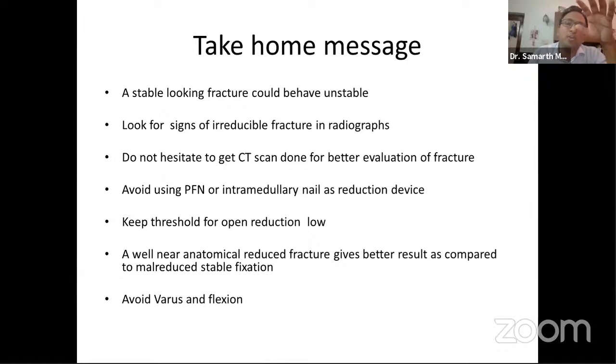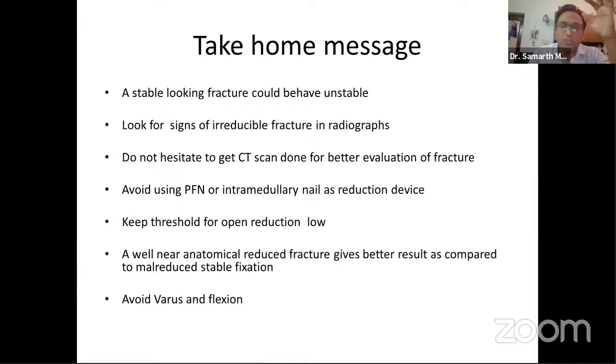Avoid using PFN or intramedullary nail as a reduction device. Even though it can be used as a reduction device, it is best kept in the hands of experts. Keep the threshold for open reduction very low, and whenever you are struggling, remember that a well reduced, near anatomical reduced fracture gives much better results as compared to mal reduced stable fixation, even if it is done percutaneously.